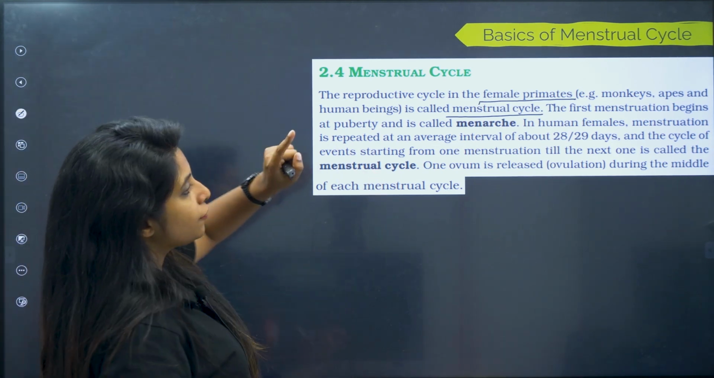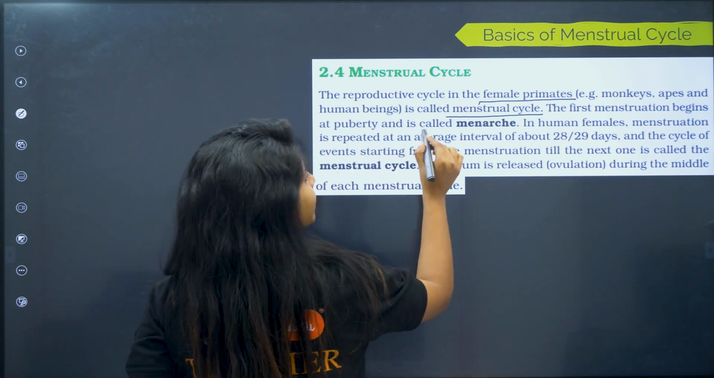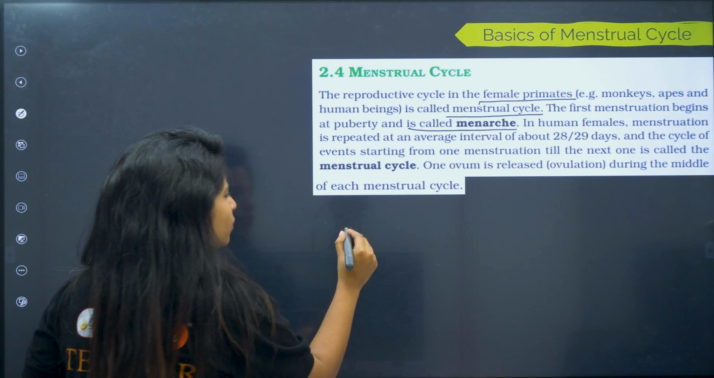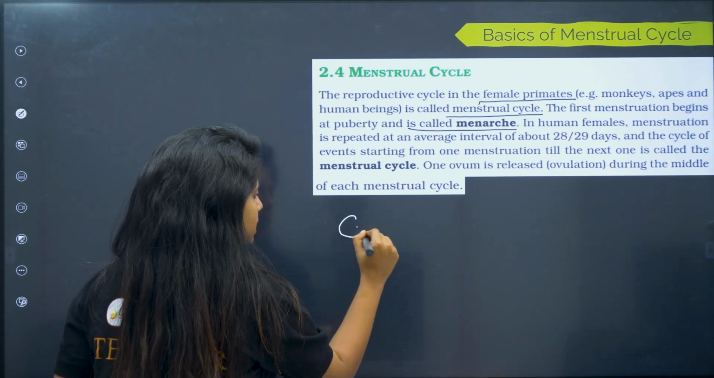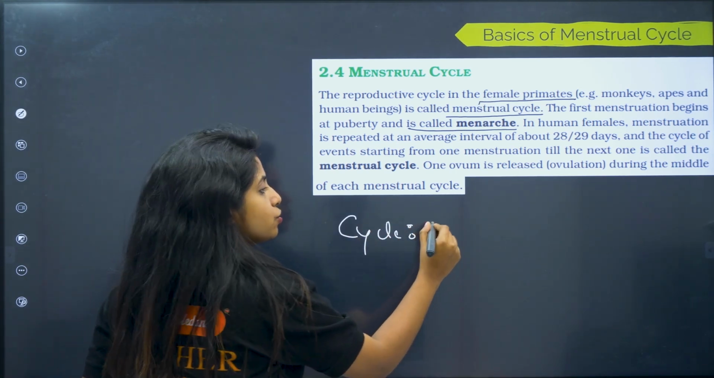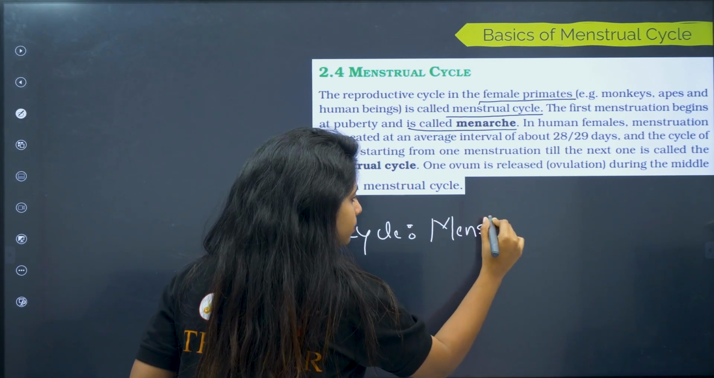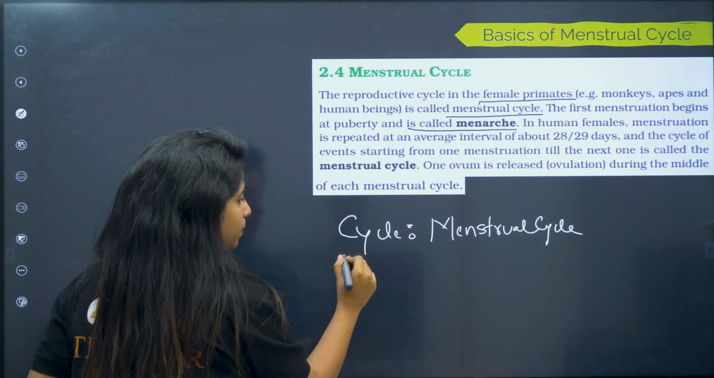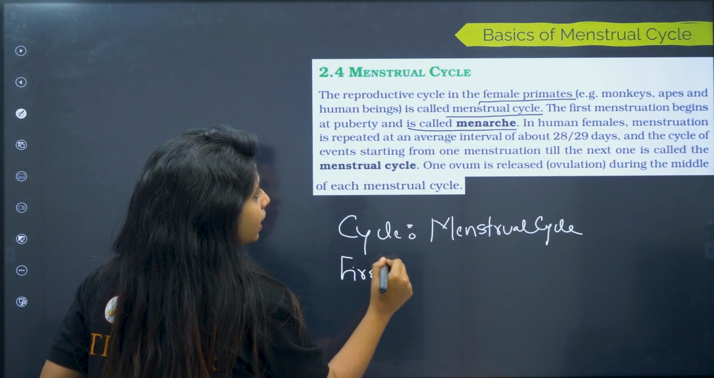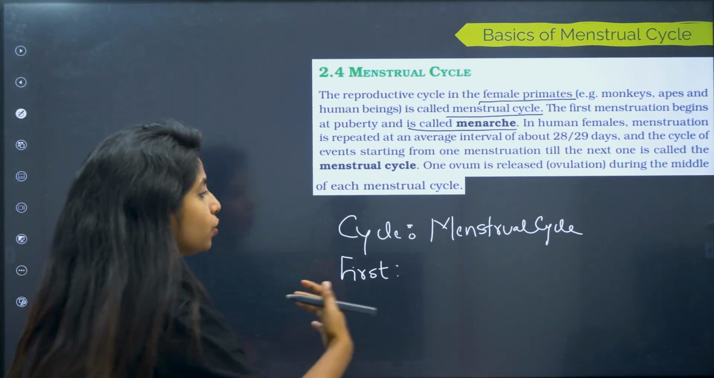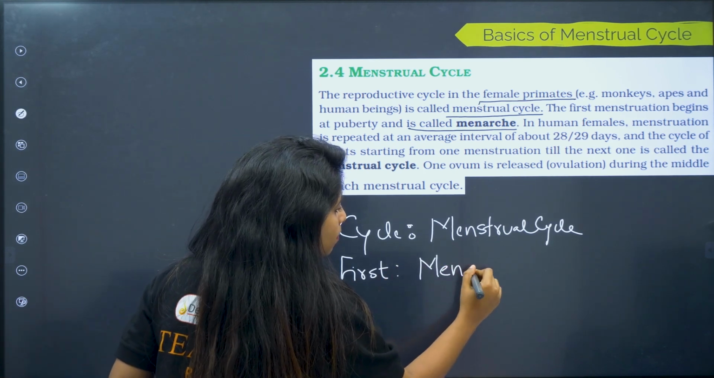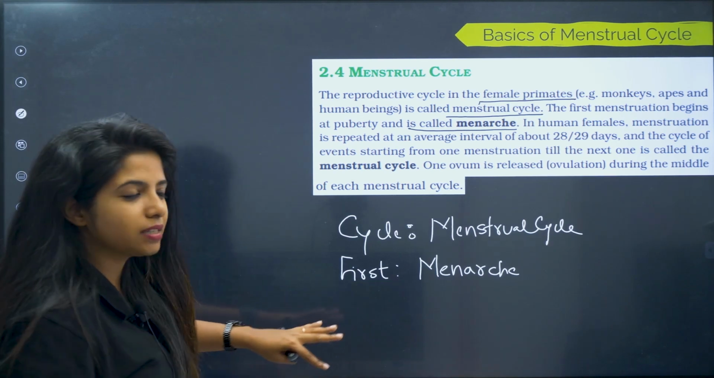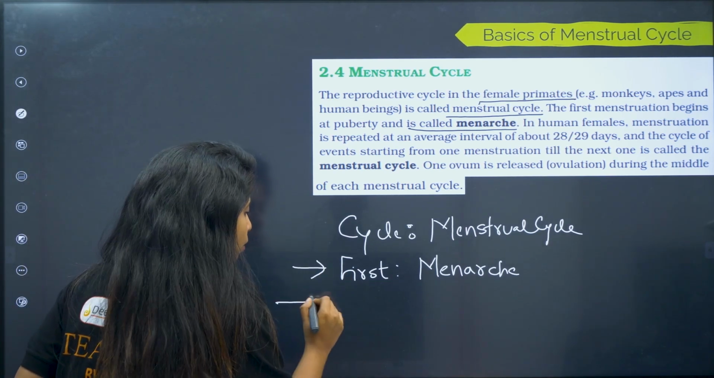Now over here, the first menstruation begins at puberty and is called menarche. What do you call it? Menarche. So you need to remember these very small facts. What is the cycle known as? The reproductive cycle is known as the menstrual cycle. Now the second thing, the first time when someone has menstruation, what do you call this? Menarche. Now I'll tell you, since we are already talking about the first thing, we can talk about the last time also.